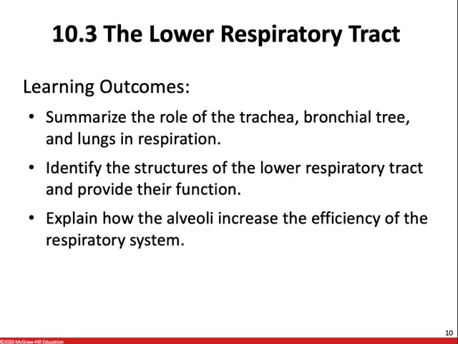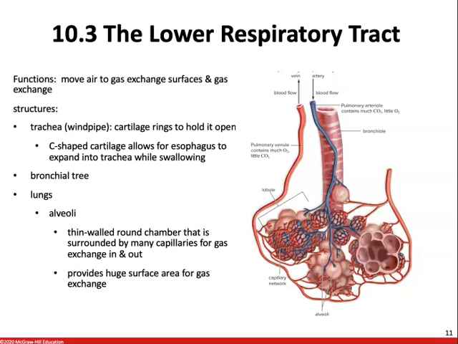All right, moving down from the upper respiratory tract, we're going to be moving into the lower respiratory tract. Now, the lower respiratory tract is going to include the trachea, bronchial tree, and the lungs. Now, the trachea is commonly called the windpipe. This is going to connect the larynx to the primary bronchi. Its walls are going to be reinforced by C-shaped cartilaginous rings.